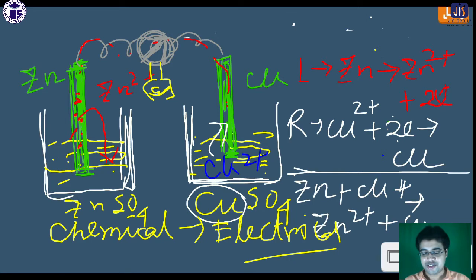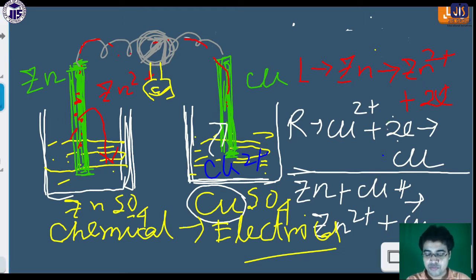So chemical energy is converted to electrical energy. That's why it is called the electrochemical cell. Now there are some facts which you have to know. First of all, there are two kinds of reactions: one is the oxidation reaction and the other is the reduction reaction. So where does oxidation occur, and where does reduction occur?